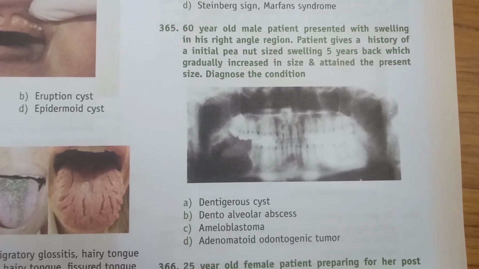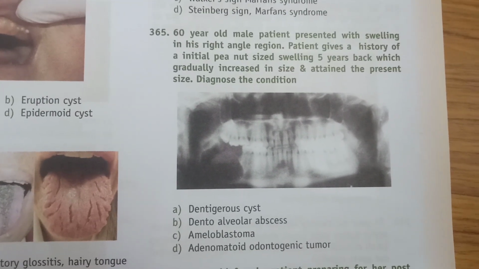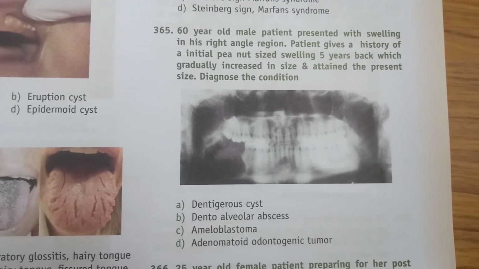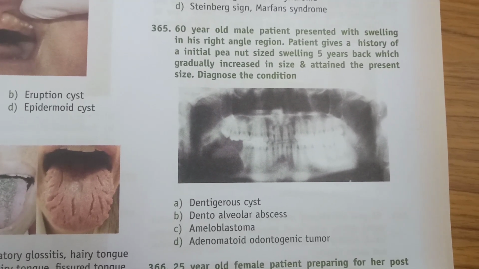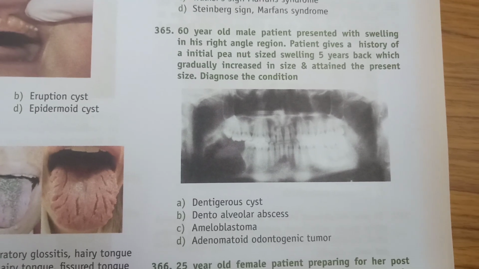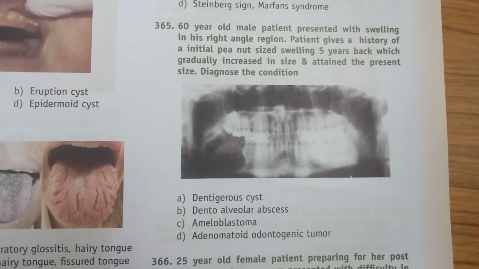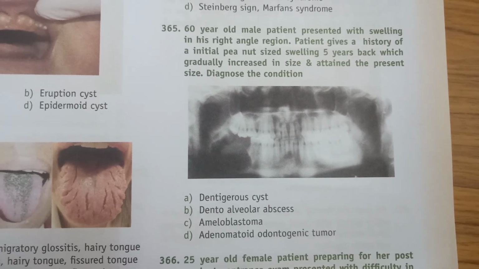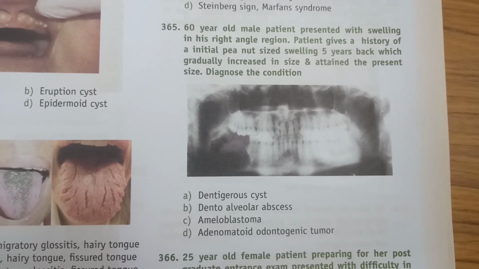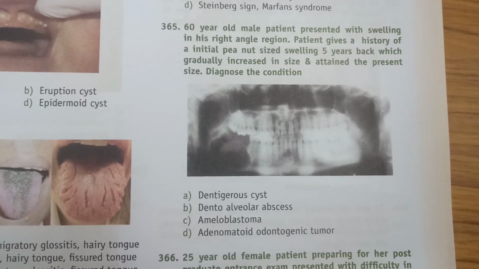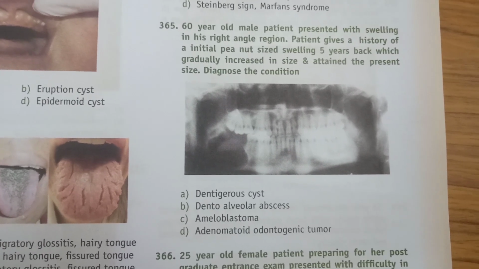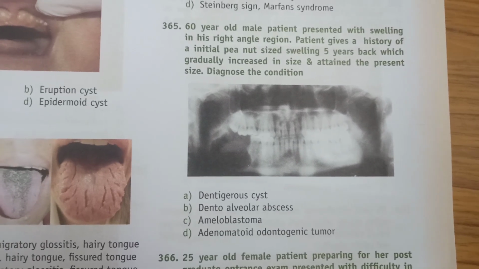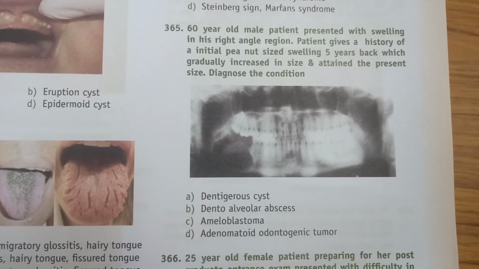365 number question. A 60-year-old male patient presented with swelling in his right angle region. The patient gives a history of initial peanut-sized swelling 5 years back, which gradually increased in size and attained the present size. Diagnose the condition. It is present at the angle of the mandible. The patient is 60 years old, gradually increasing since 5 years. Options are dentigerous cyst, dentoalveolar abscess, ameloblastoma, adenomatoid odontogenic tumor.